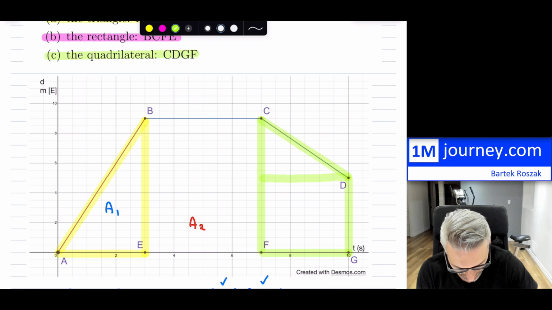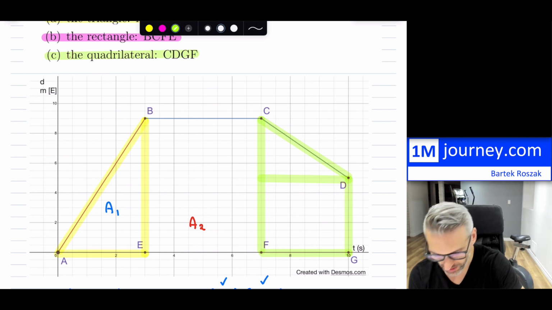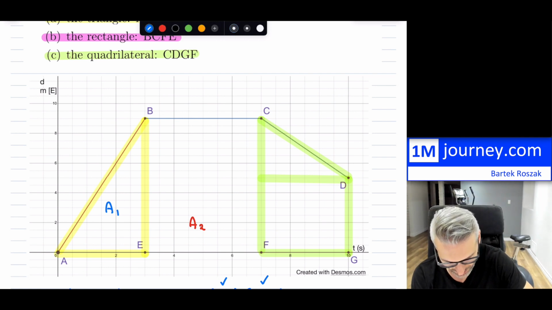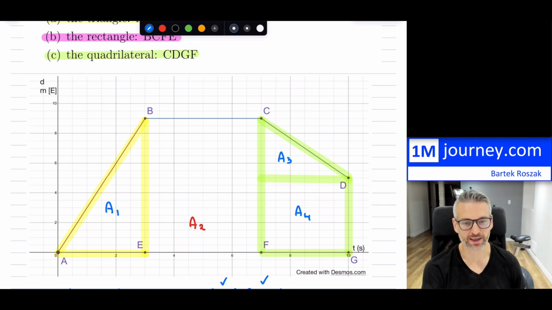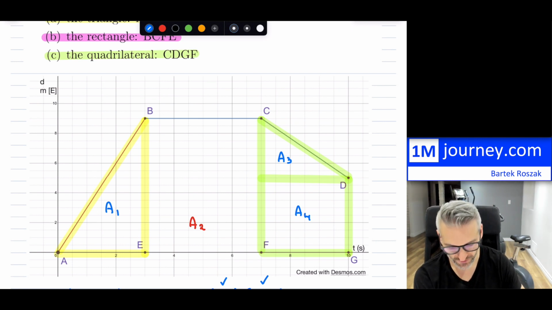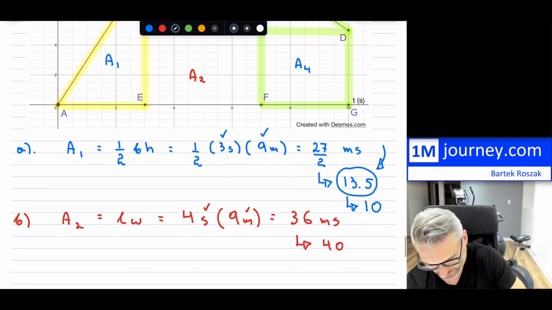So this is basically going to be like a composite shape in between two. So you're going to have a triangle, and then you're going to have really a rectangle at the bottom. So it's very easy to be able to do that. So let's call this one A3, and let's call this one A4. So those are the areas, and you can just do them one at a time. So it's not very difficult to be able to do that. Okay, so let's jump in here.